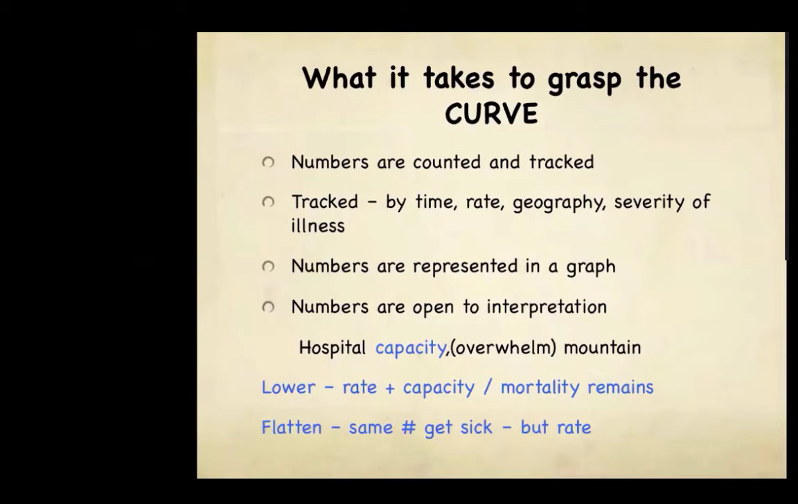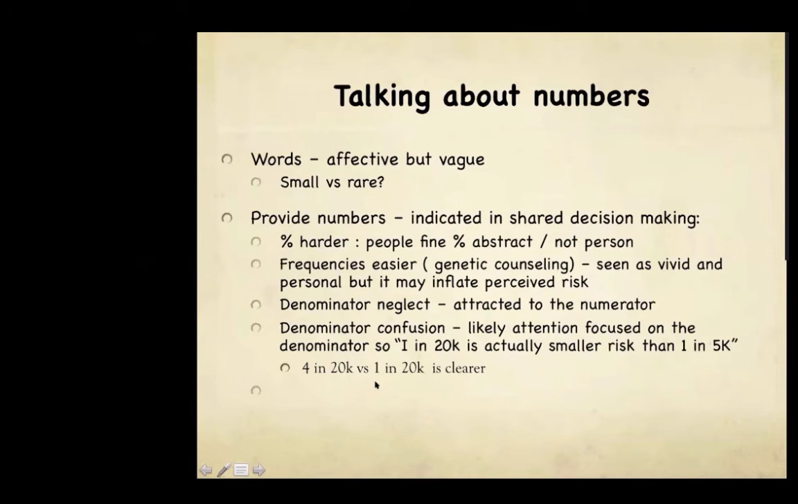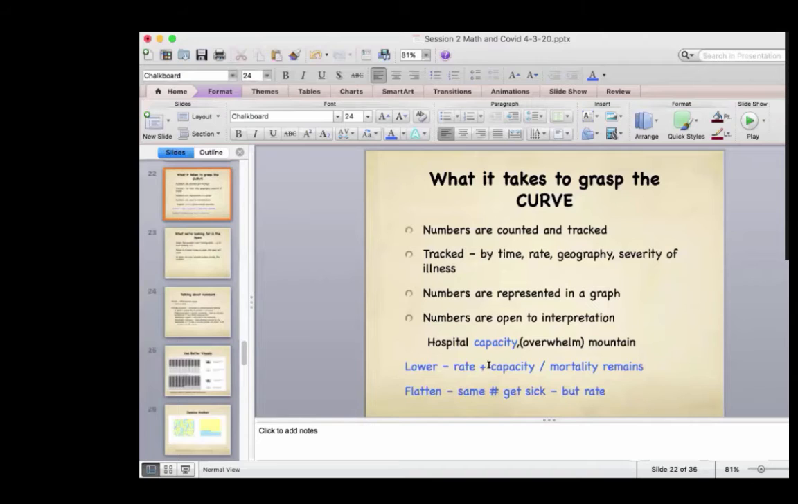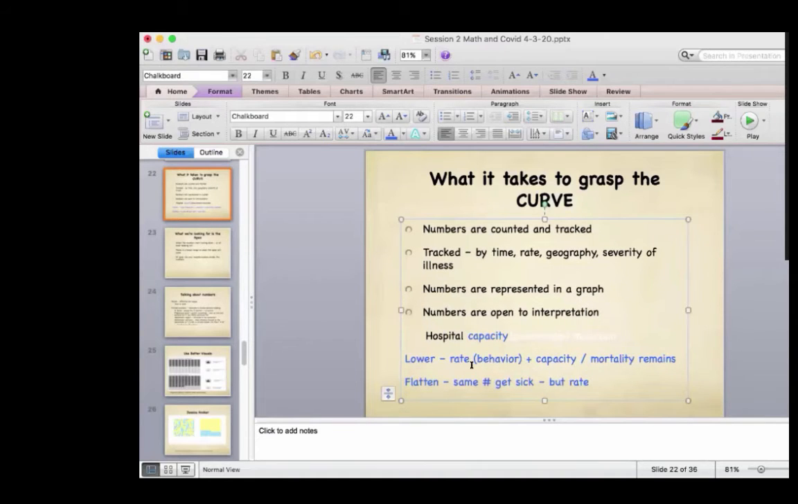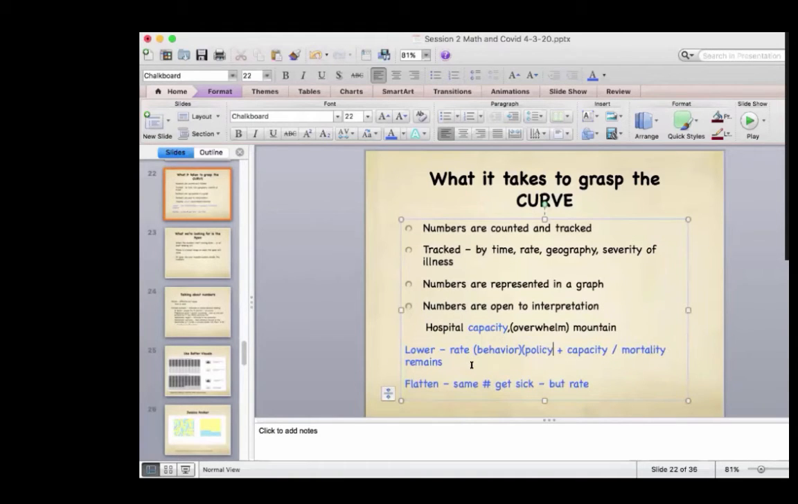But how would you show that lower means it's the rate and capacity, but the rate is also influenced by, I'm sorry to get so technical, human behavior? And then that's influenced by policy, because there are still a lot of states that don't have a shelter in place. Excellent. That's the story I want to tell, because nobody's telling it.